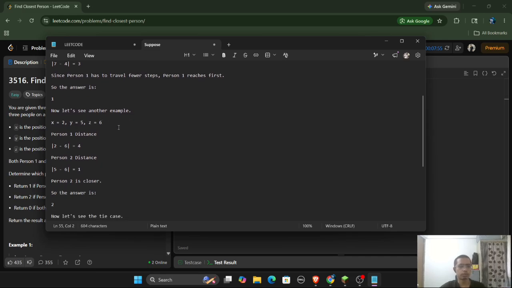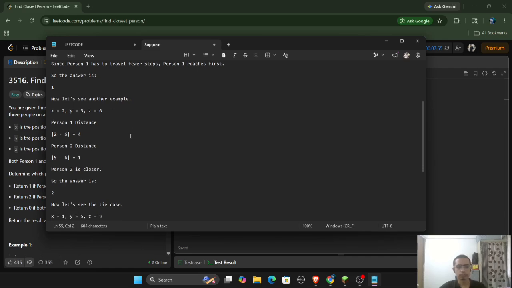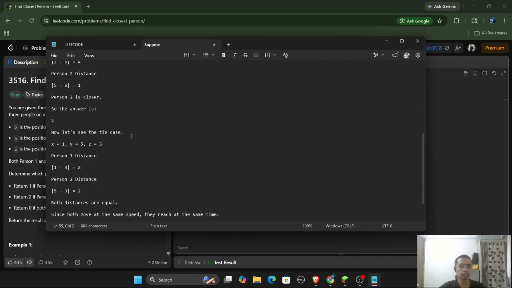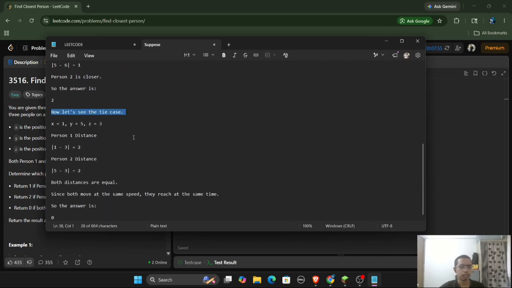x is equal to 2, y is equal to 5, z is equal to 6. Person 1 distance is 4, person 2 distance is 1, so person 2 is closer, so that's why the answer will be 2. Now let's see the tie case. x is equal to 1, y is equal to 5, z is equal to 3. Person 1 distance is 2, person 2 distance is 2. So here both are tie, so we will return 0.